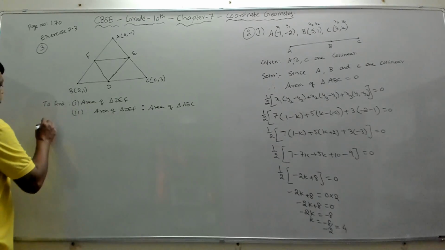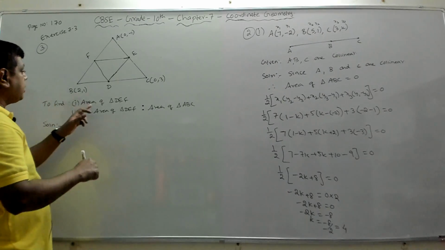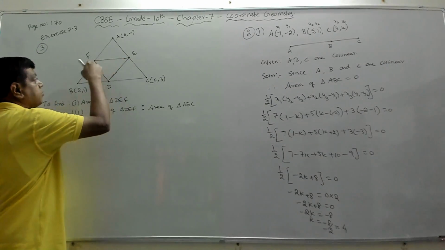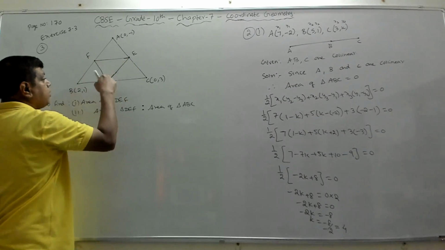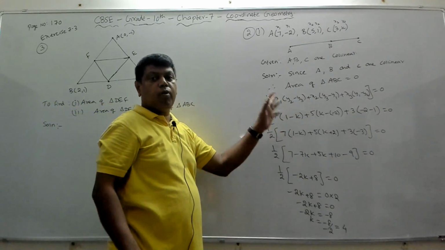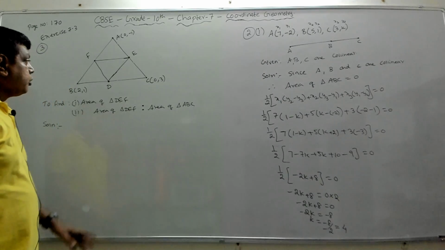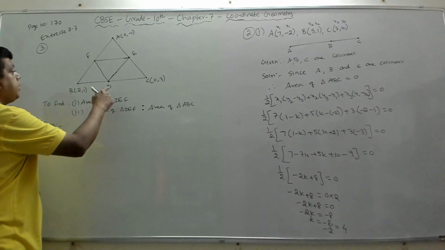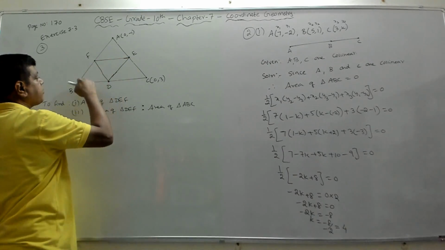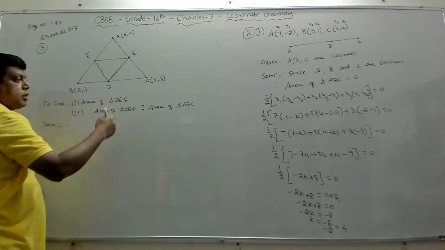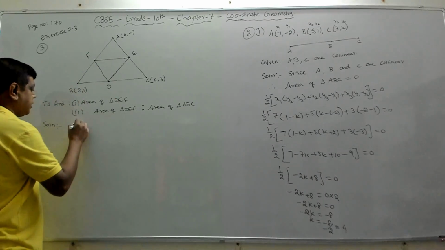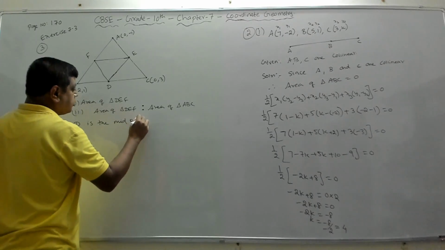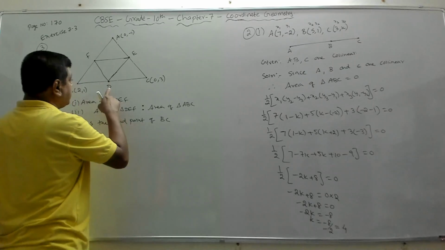Fine. So the solution is, let's try to find the area of the triangle DEF. To find the area of this triangle DEF, we need to know the vertices of DEF. If we know the vertices D, E, F, then we can substitute in the area of the triangle formula and find the area of the triangle DEF. But D, E, F are what? They are the midpoints of the sides BC, AC and AB respectively. So D is the midpoint of BC.